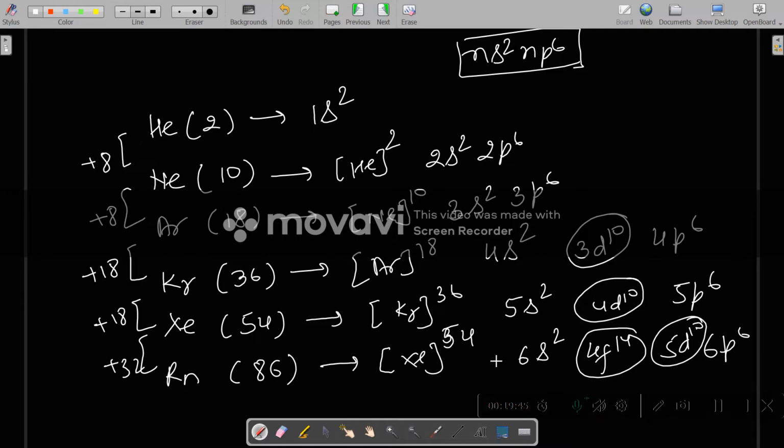So this is the general outermost configuration of noble gases. By using this noble gas, you can use it here also. Coming to the previous slide. Clear?